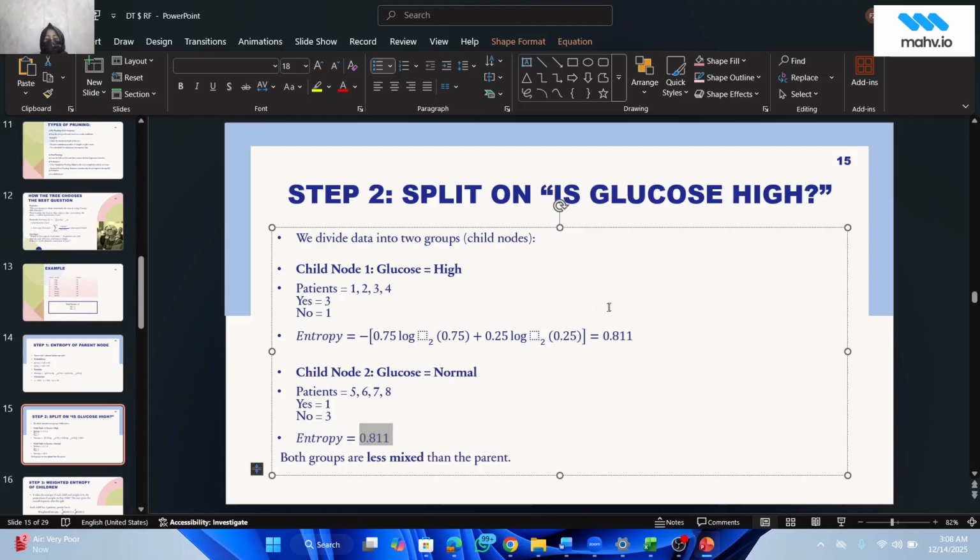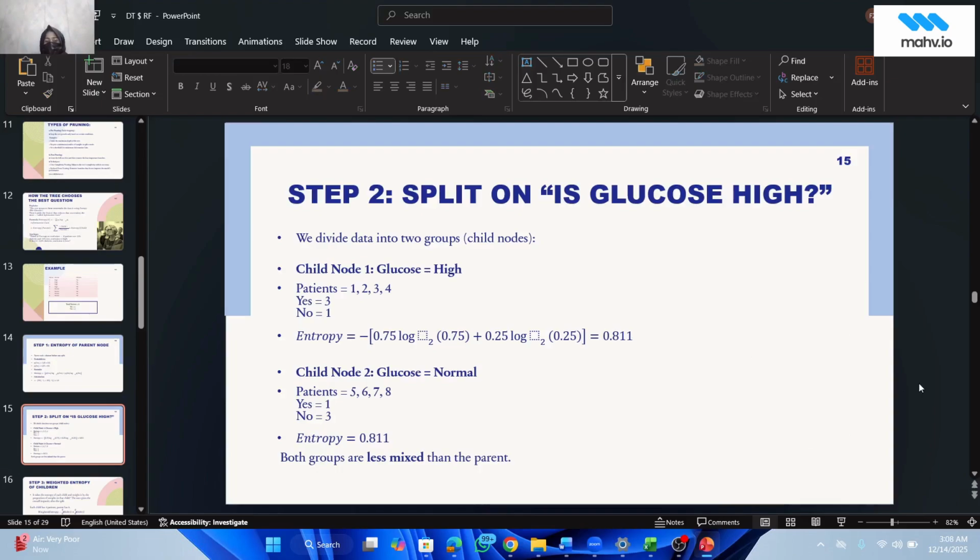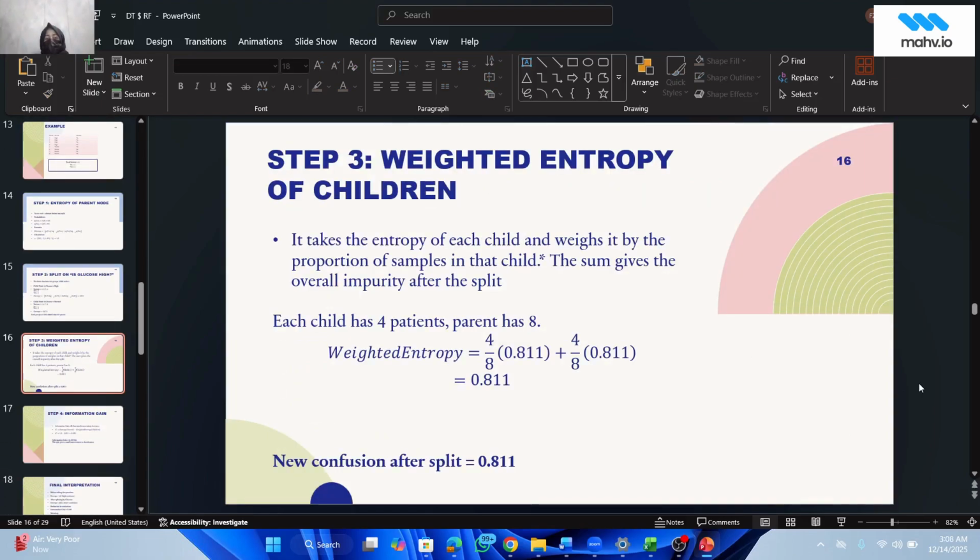Alright, after calculating separately, you will see our entropy is less as compared to the parent node, that is 1. So it means that uncertainty is a little bit reduced. After that we have to calculate the weighted entropy. And what is that? It takes the entropy of each child and weights it by the proportion of samples in that child. The sum gives the overall impurity.